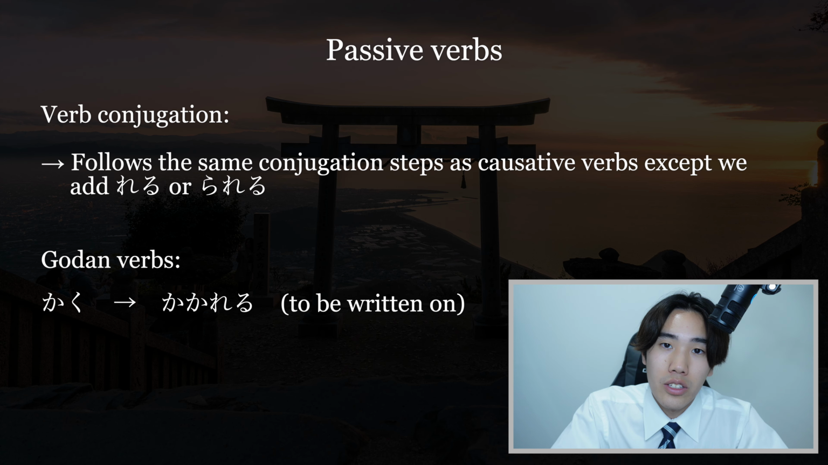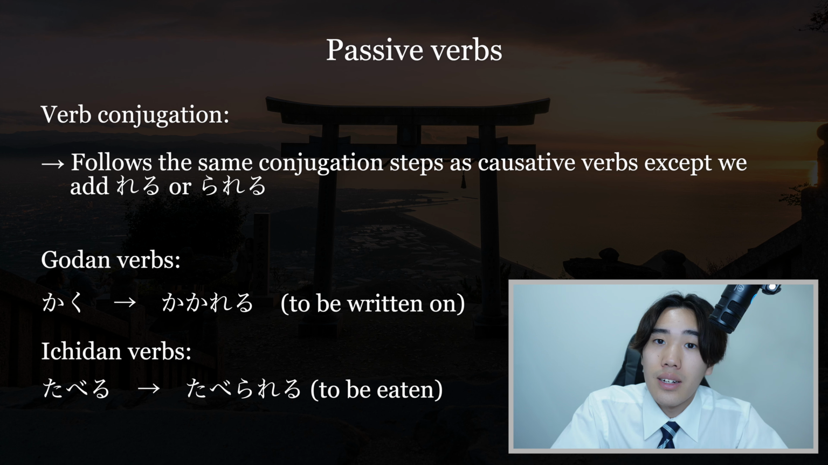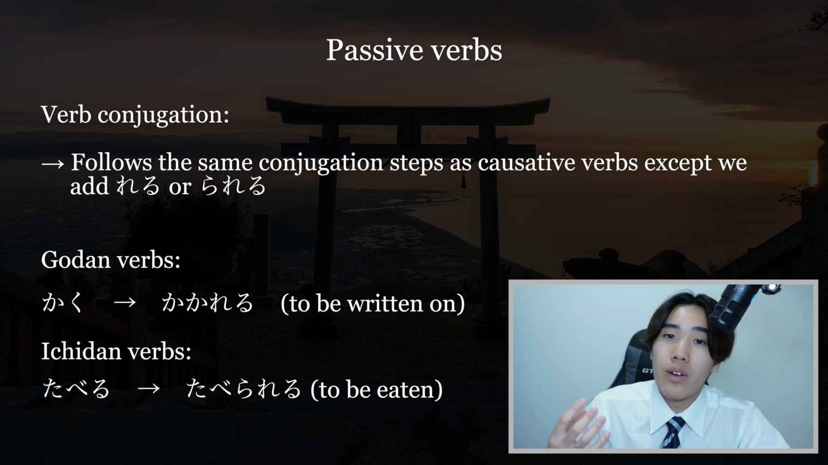So kaku turns into kakareru. And then for ichidan verbs like taberu, we remove the last ru and then add rareru. So taberu turns into taberareru, which means to be eaten. Now notice that to be eaten in English is again speaking from the perspective of the receiving end of an action. So I'm on the receiving end of being eaten. Let's take a look at an example sentence.